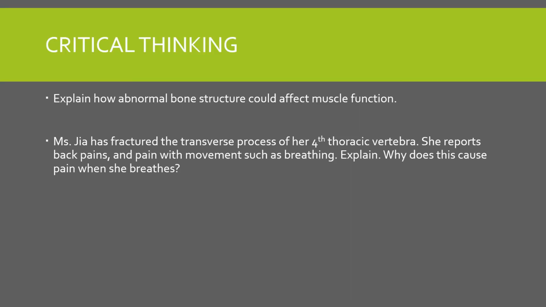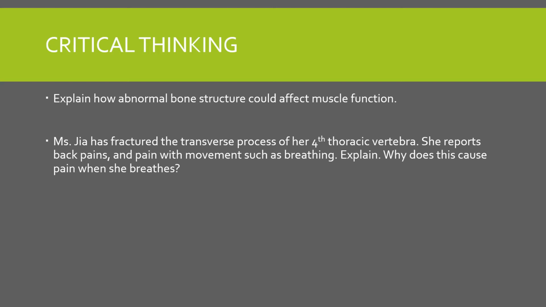So here's a critical thinking question. You're asked to explain how abnormal bone structure could affect muscle function. All right, so for this question, you're going to think about what is the function of bones? Why are bones shaped the way that they are? So that if you have some kind of abnormal bone structure, how would it affect the muscles that are attached to it?